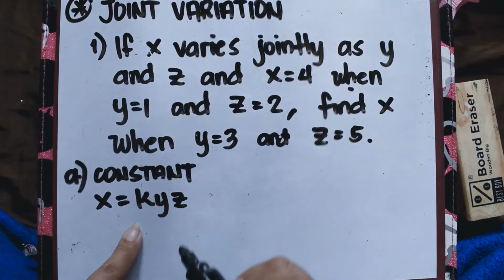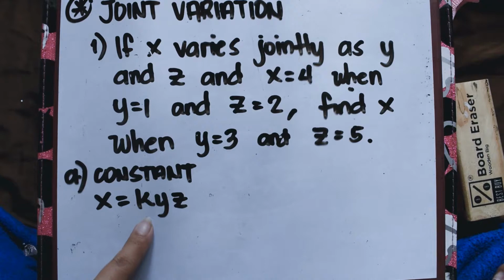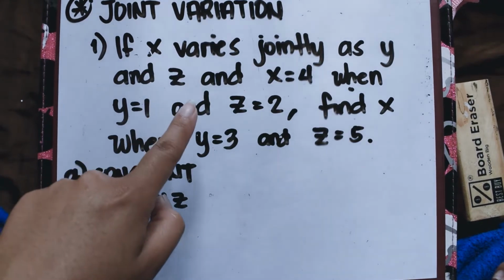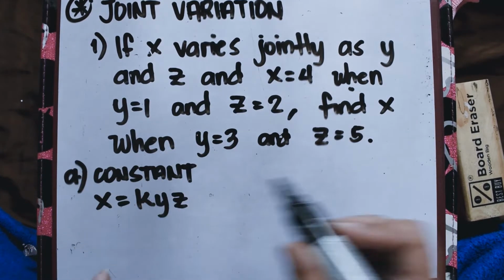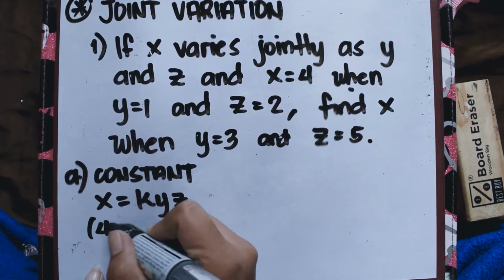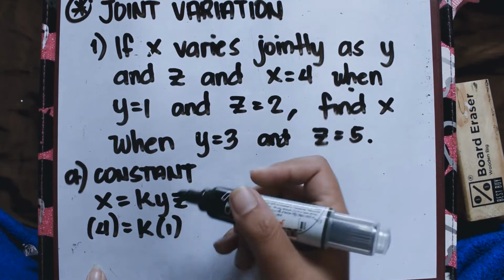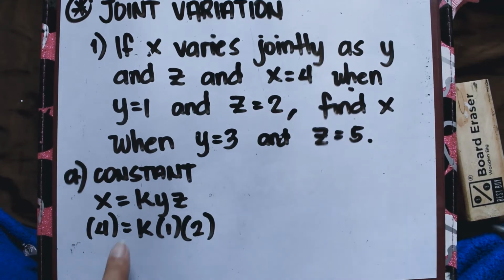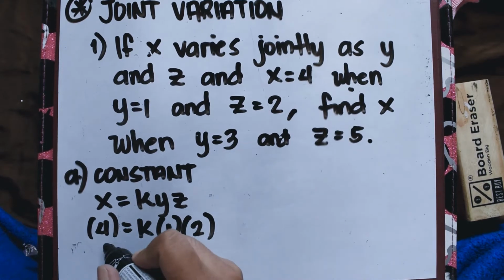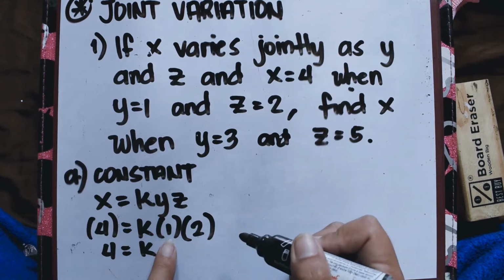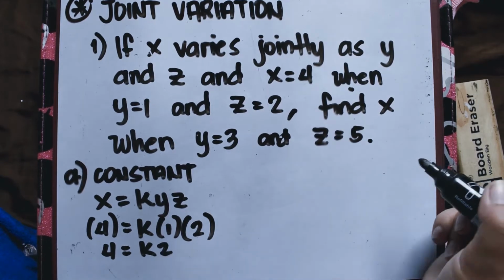Eto na po yung ating translation. X varies jointly as y and z. And sabi dyan, ang x daw ay 4. Papalitan natin yung mga value. Ang x ay 4 when y is 1 and z is 2. From here, makukuha na natin yung ating constant. So we have 4 is equal to k times 1 times 2 is 2. Tama? So k2 or 2k is just the same.